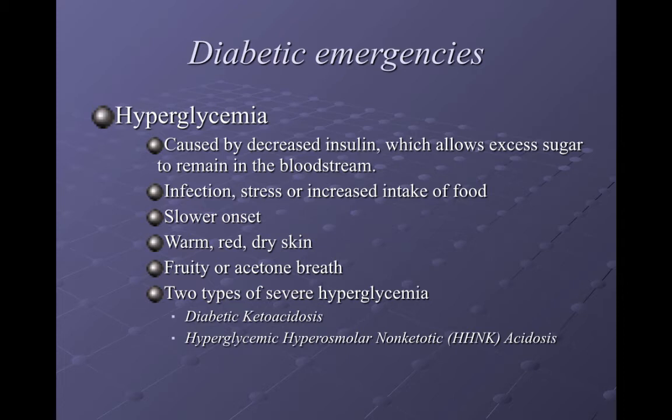And there are two types of severe hyperglycemia. There's diabetic ketoacidosis, which we're all very aware of, and then there's the HHNK, right? The hyperglycemic hyperosmolar non-ketotic acidosis, right? And so we'll find out kind of what group that goes into here in just a second.